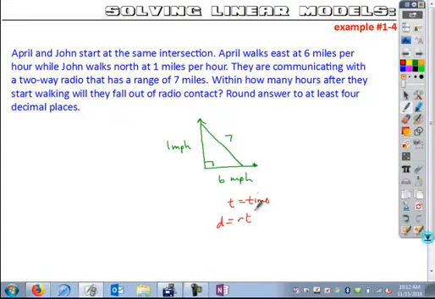rate times time. And so when you're looking to solve this calculation here, what you can do is, if you know their rate, 6 miles per hour and 1 mile per hour, you know they're going to travel the same amount of time. You can simply label this as 6t and this one 1t.